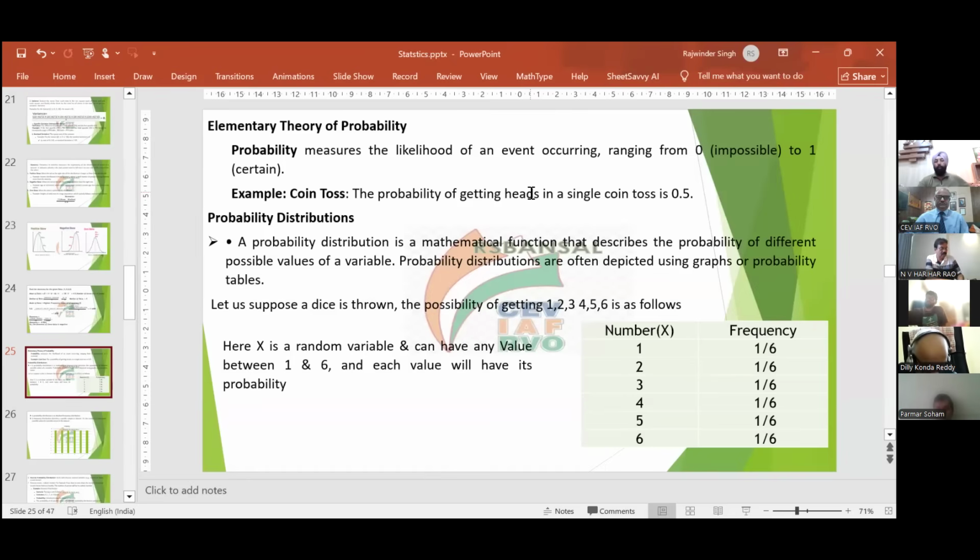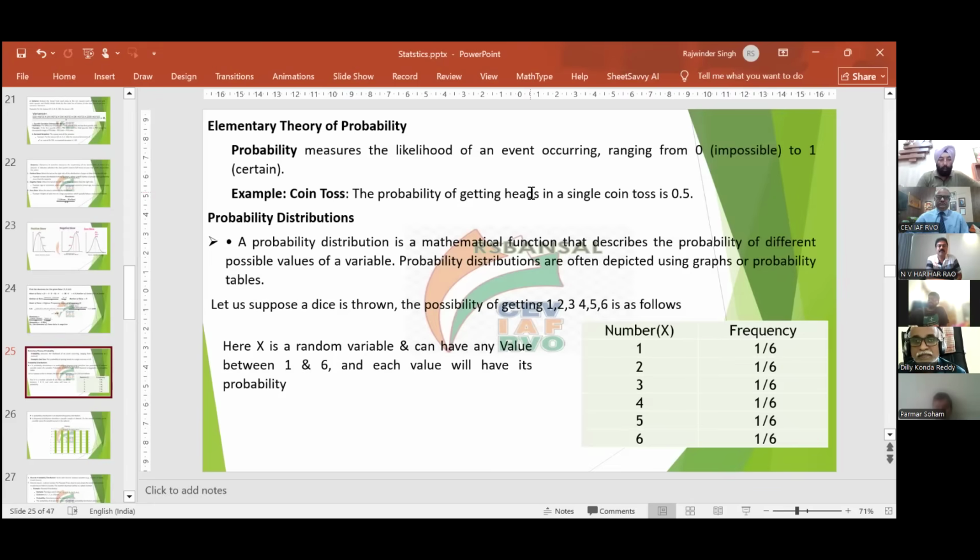So probability distributions are often depicted using a graph or probability tables. For example, you have a random variable x, it can have any value between 1 and 6. So each value will have its probability 1 upon 6. Let us suppose you have a dice, and when you throw a dice, the probability of getting 1 is 1 upon 6, getting 2 is 1 upon 6, getting 3 is 1 upon 6, 4 is 1 upon 6, 5 is 1 upon 6, and 6 is 1 upon 6.